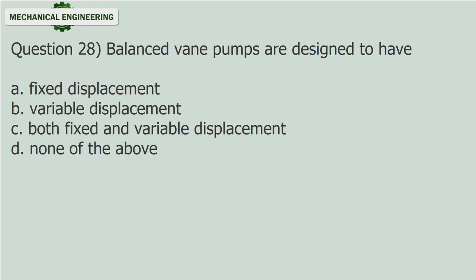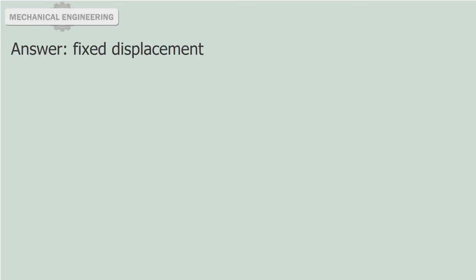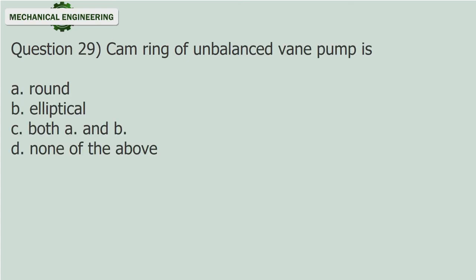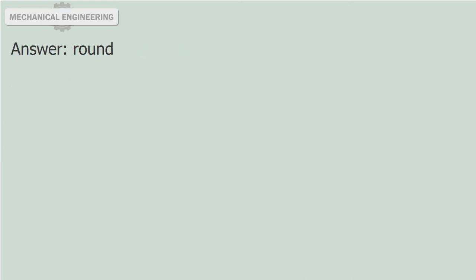Question 28. Balanced vane pumps are designed to have A. Fixed displacement. B. Variable displacement. C. Both fixed and variable displacement. D. None of the above. Answer: fixed displacement. Question 29. Cam ring of unbalanced vane pump is A. Round. B. Elliptical. C. Both A and B. D. None of the above. Answer: round.